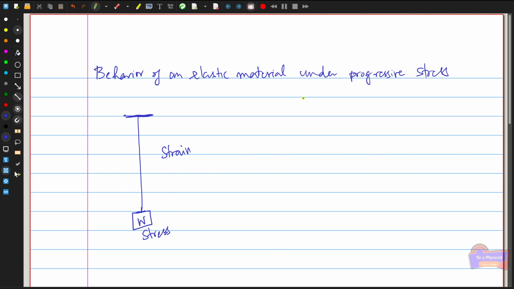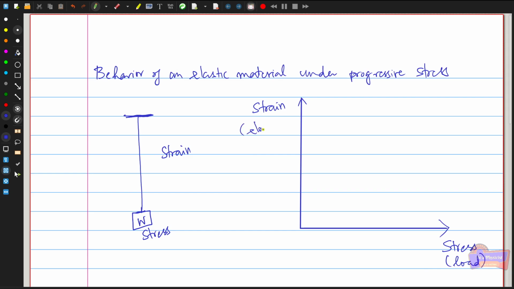Okay, so this is the x-axis, where I take stress, and on the y-axis I take strain. The stress is the load which I am adding, and the strain is the elongation of the wire. Initially the wire has a length L, and if I keep on adding weight, the length keeps elongating.